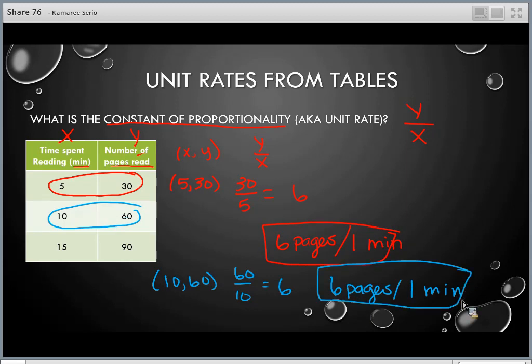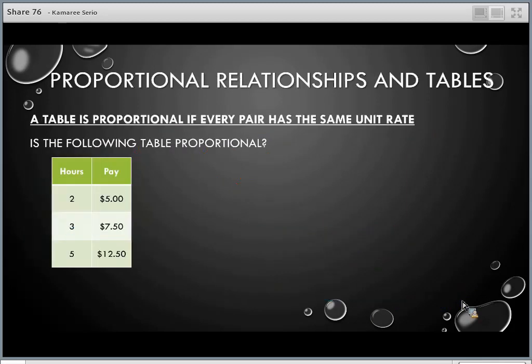Okay. Let's try it again. This time we have some decimals. It's okay. With decimals, remember on any of these problems, I highly encourage you to use a calculator to make it easier on yourself. Okay. This says that a table is proportional if every pair has the same unit rate. Okay, so this question is different. It's asking us, is the following table proportional?